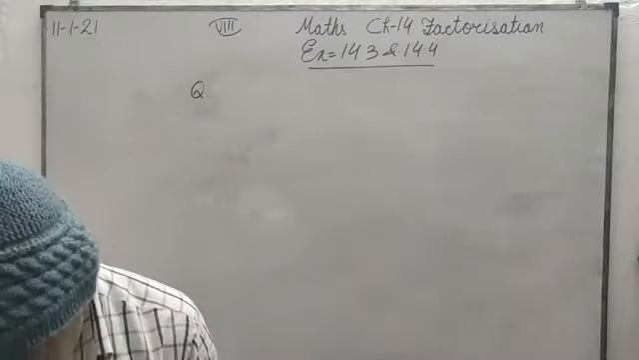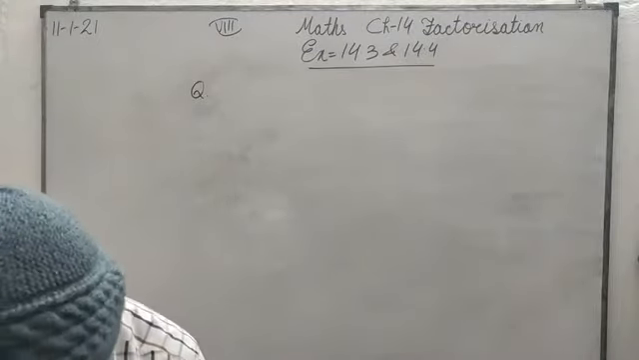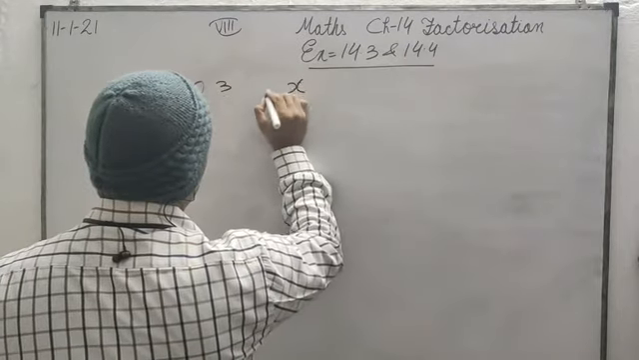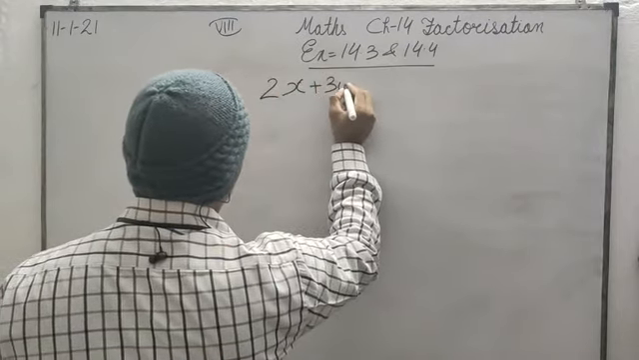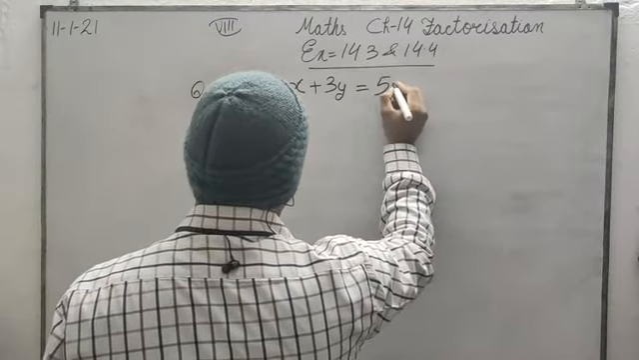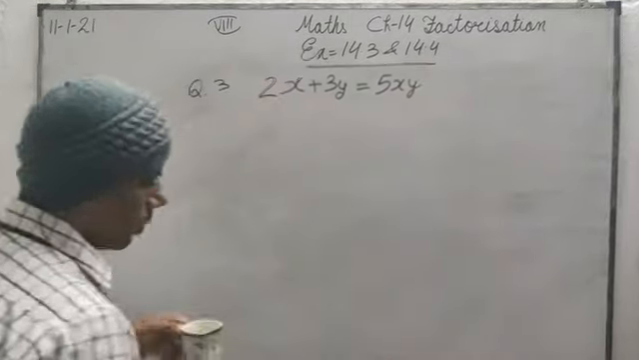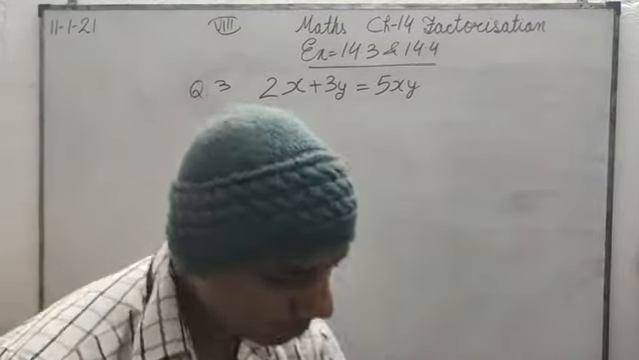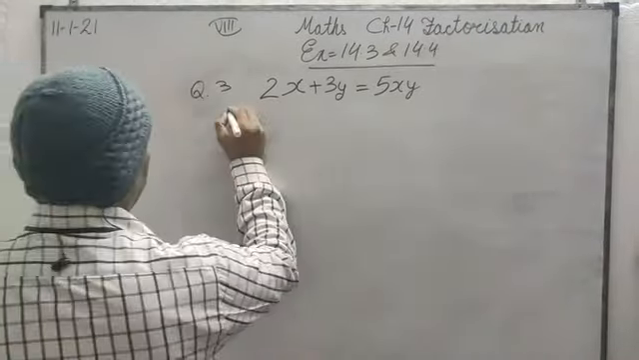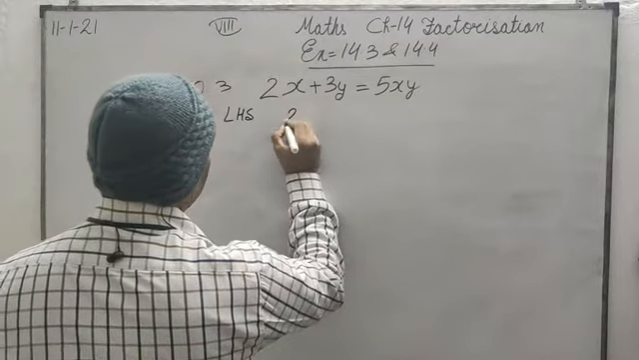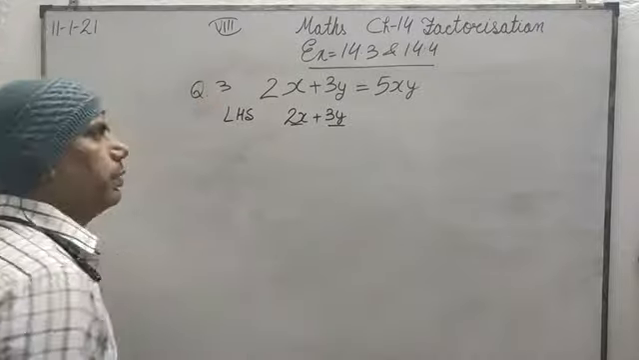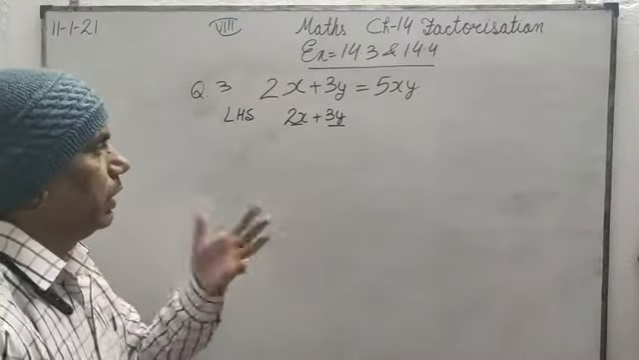Question number 3 is 2x plus 3y. Yes, this is also a very common mistake many of you make. 2x plus 3y. If I ask what will be the answer, many of you will say 5xy. But if you see the left hand side, both are unlike terms. Both are unlike terms. They cannot be solved.